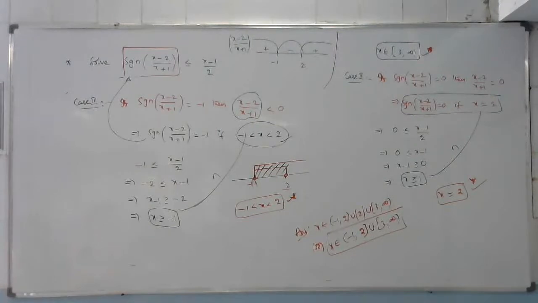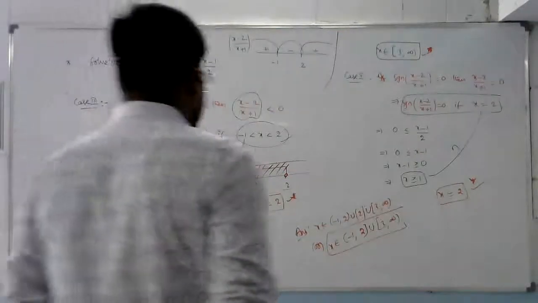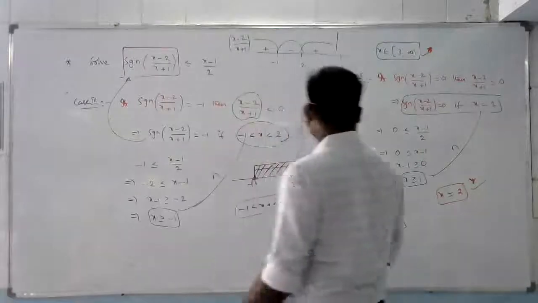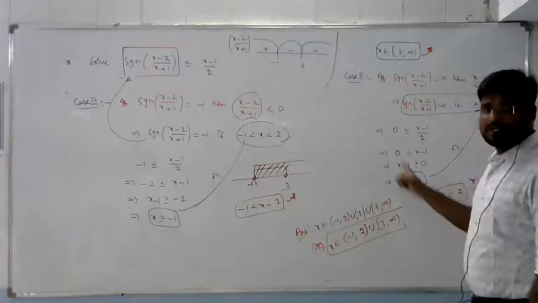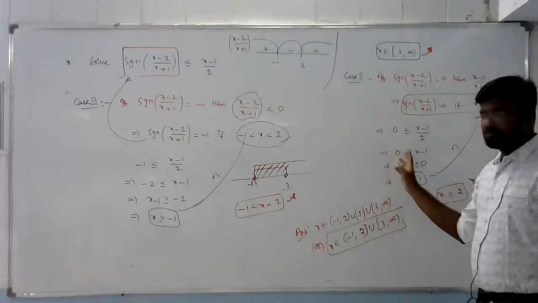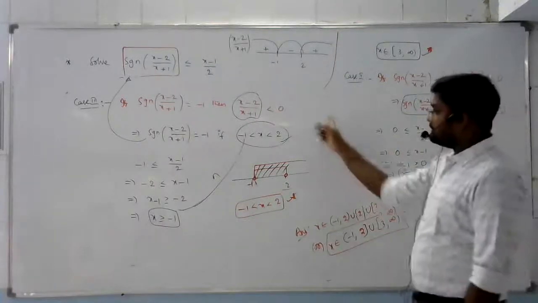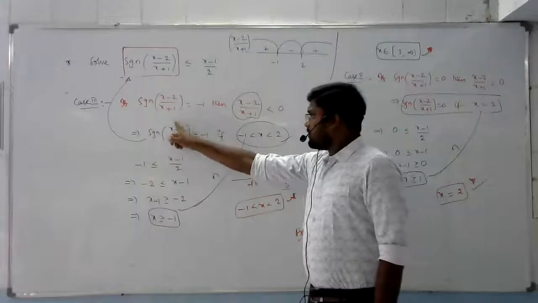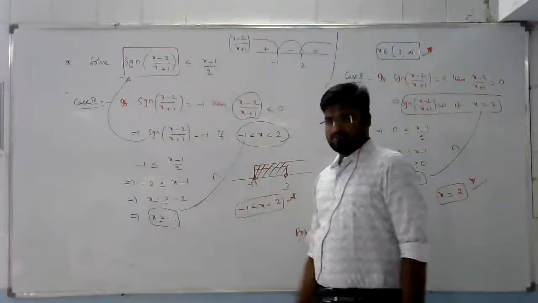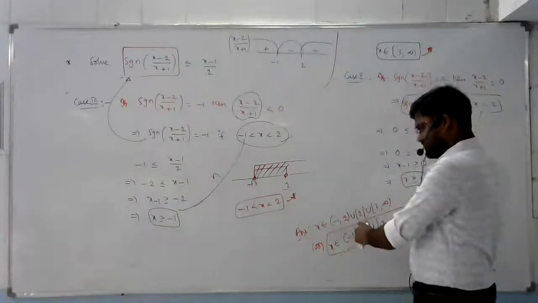Tarun asks, no sir, if you include 2 in case 3, 0 is less than 0. I am not including 2 in case 3. Actually, I got 2 in case 2, Tarun. Understood? I got 2 in case 2, and I got minus 1 to 2 in case 3. So union, right? I am just clubbing these two.